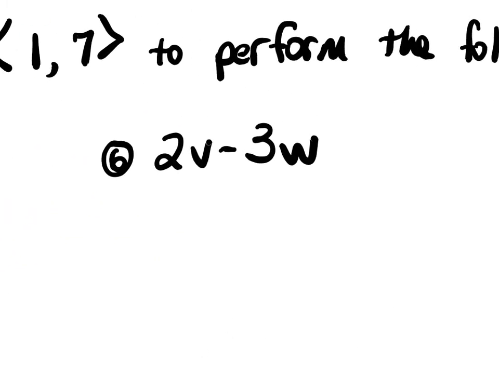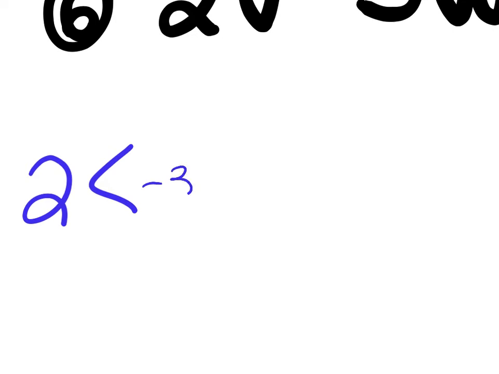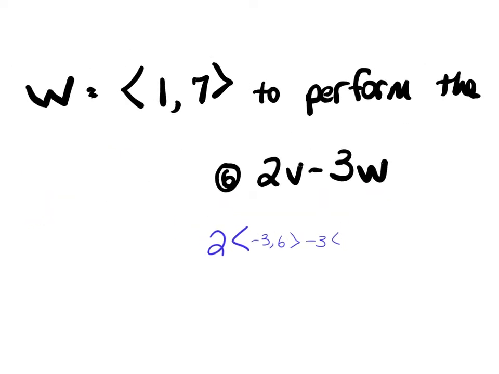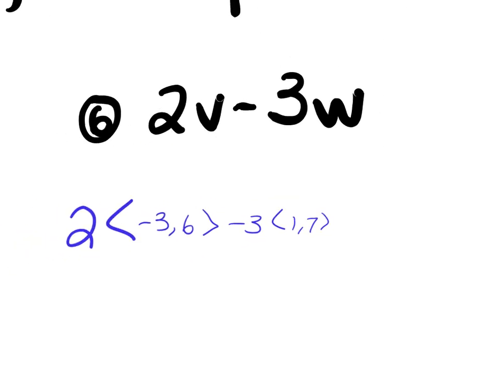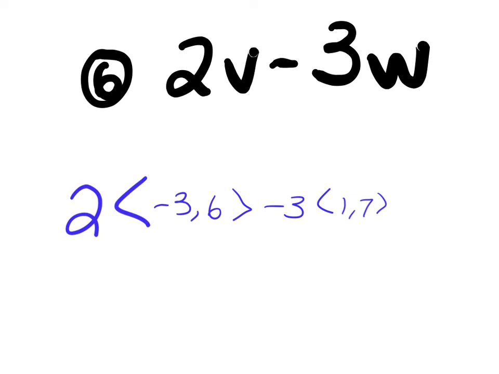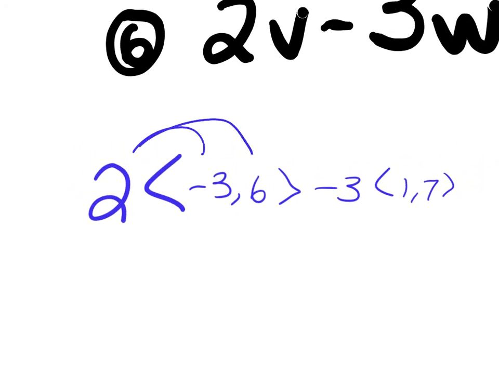In this case, what am I doing? You're going to multiply 2 times vector v first, which is negative 3, 6. Minus 3 times vector w, which is 1, 7. Okay, so yesterday some people asked me, is that a negative 3 or do I distribute the negative? I personally would distribute a negative 3. So I would say 2 times negative 3 is negative 6. 2 times 6 is 12.